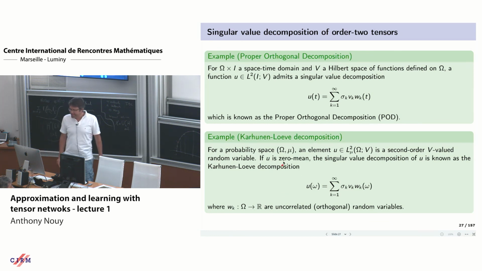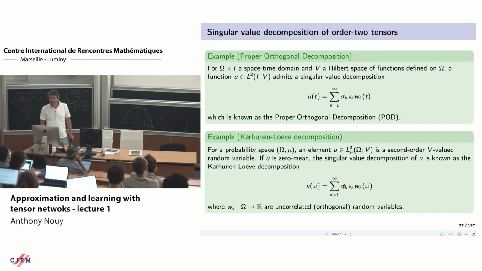If you are in a probabilistic setting where you have a function U defined on a probability space omega with values in some Hilbert space V, and you make this L2 assumption, you are again in this Bochner setting, and you have a singular value decomposition called the Karhunen-Loève decomposition. Where here the Wk are now random variables defined on the probability space omega, and the Vk are elements of the space V.